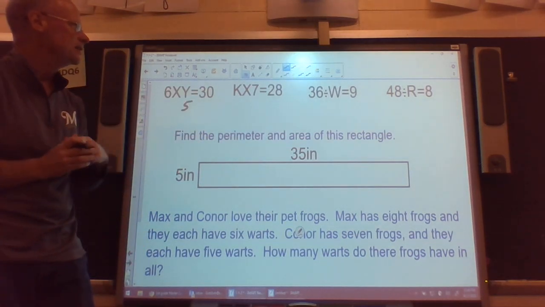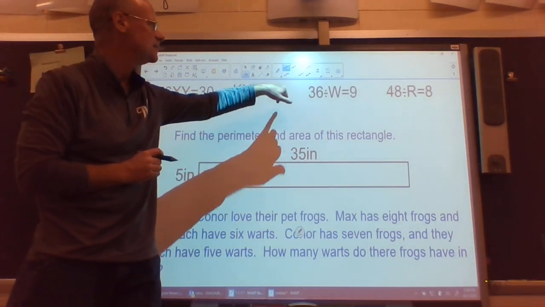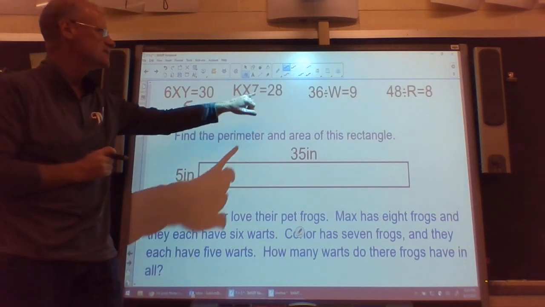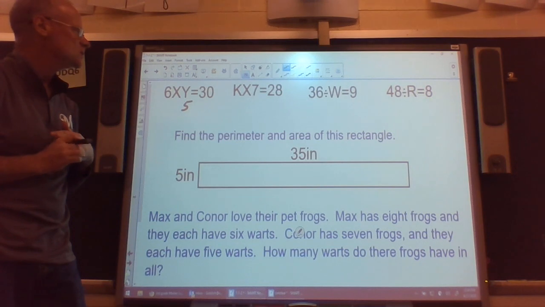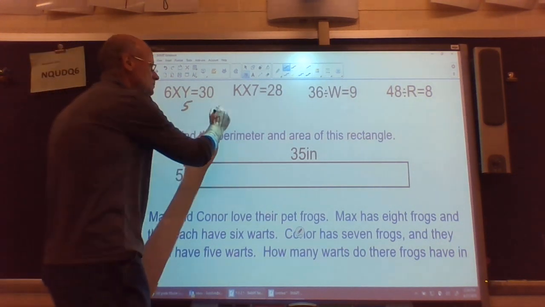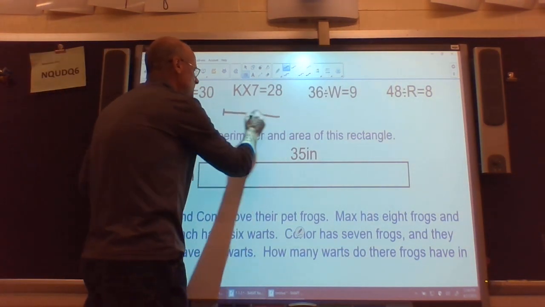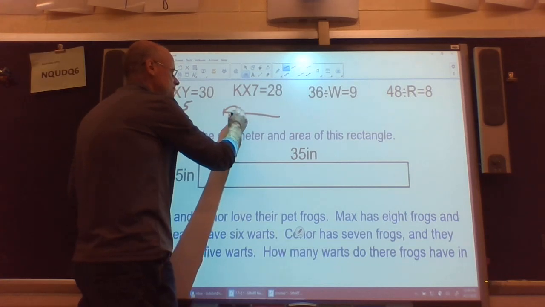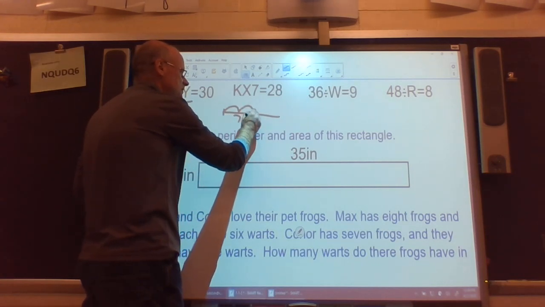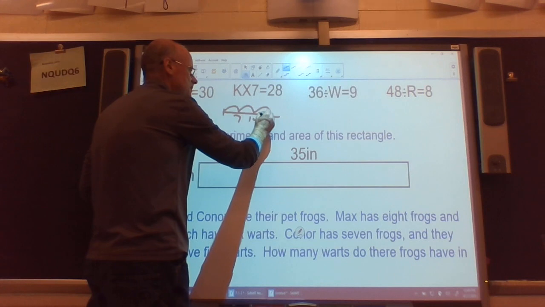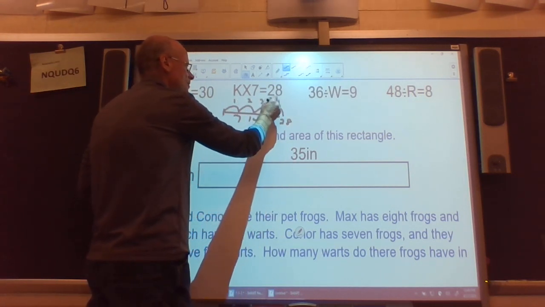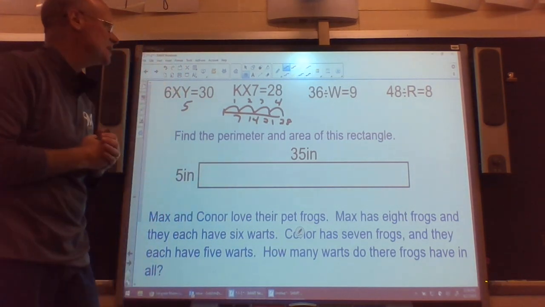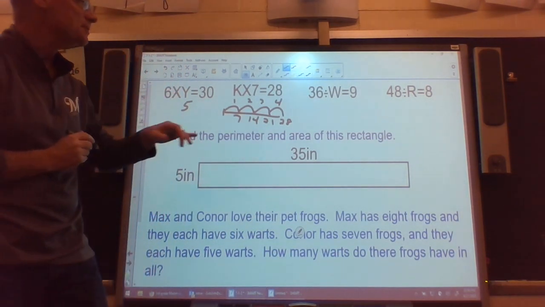This problem's the same thing. I could say something times 7 equals 28. Or I could say 28 divided by 7 equals something. And on this one, I might do a number line and do some jumps. So 7, 14, 21, 28, and that was 1, 2, 3, 4 jumps. So 7 times 4 is 28.